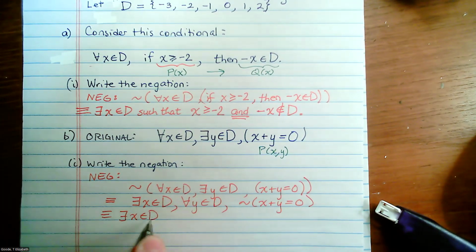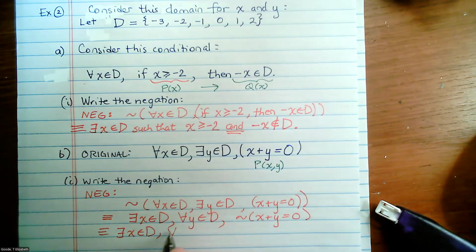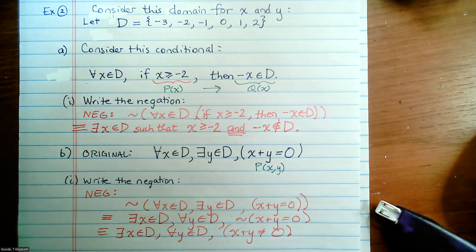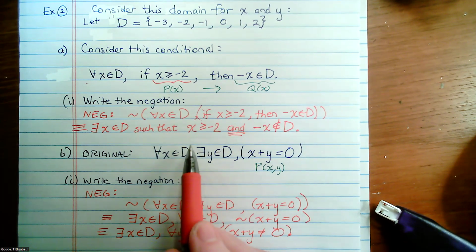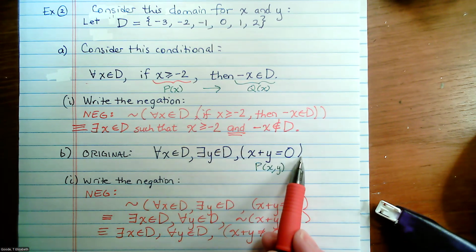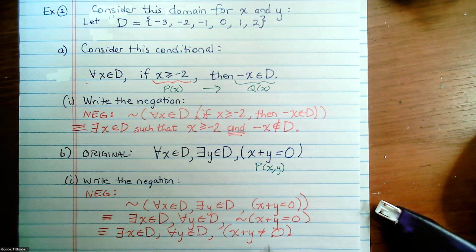There exists at least one x in that set D such that for every single y in that set D, x plus y is not 0. Wow. So let's see, which one do you think is true? Either the original will be true or the negation will be true, right? One of them's got to be true because they have opposite truth values, right? So what do you think?